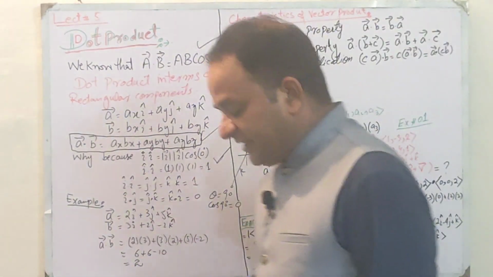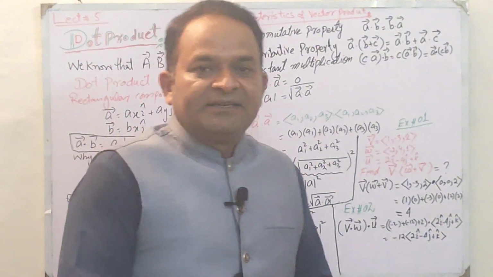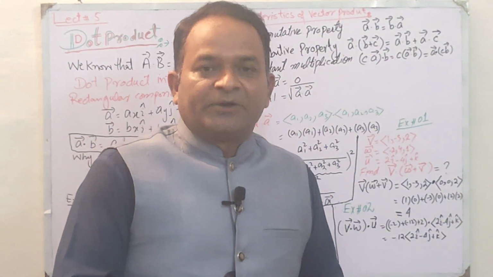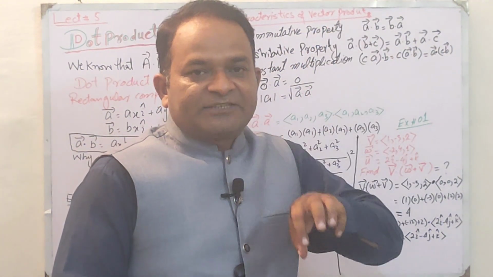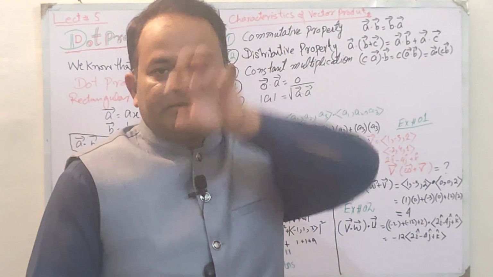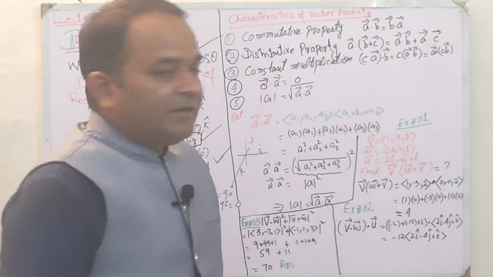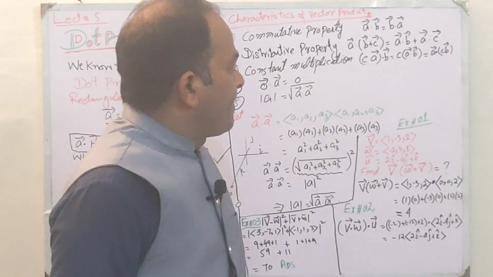So the multiplication of two vectors is very easy in terms of their rectangular components. You just multiply the x coefficient with the x coefficient, y coefficient with the y coefficient, and z coefficient with the z coefficient, and just add them. You will get the dot product of two vectors.